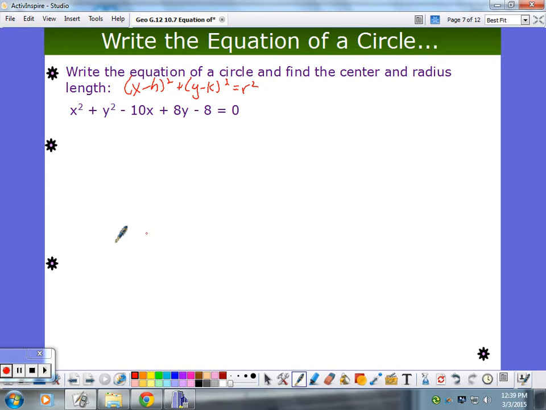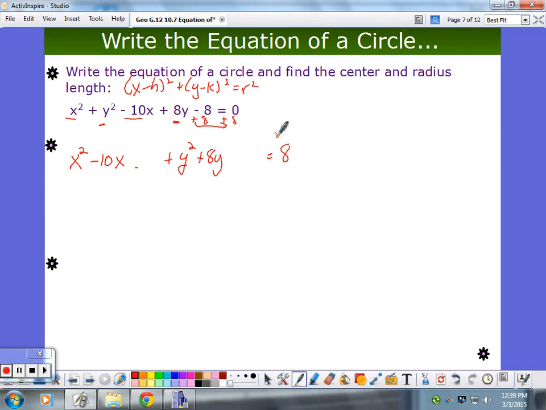So what are we going to do? I'm just going to tell you what you do here. You basically put all the x terms together. Then you're going to put all the y terms together. And I'm going to move the constant over to the other side. So what does that mean? I'm going to write x squared minus 10x, leave a space, plus y squared plus 8y, leave a space, equals, I'm going to add 8.